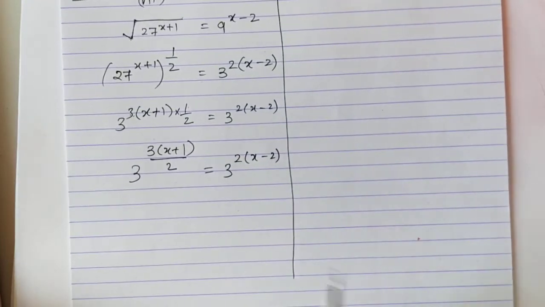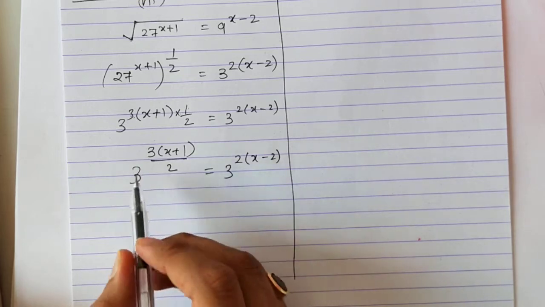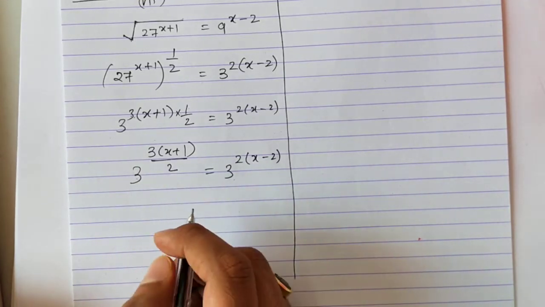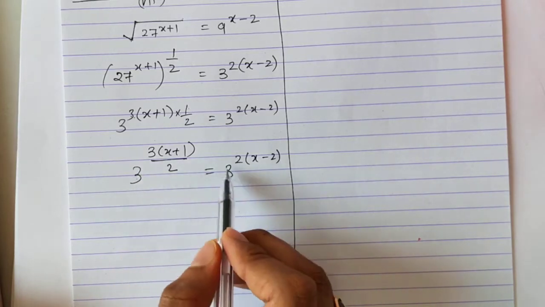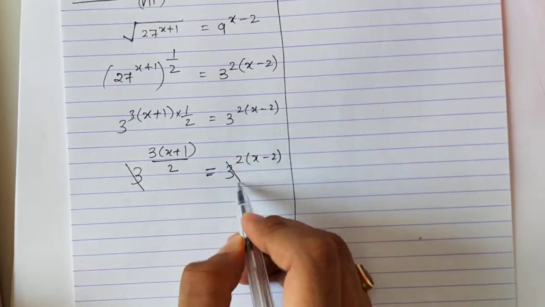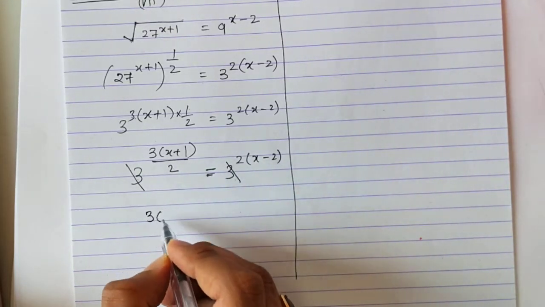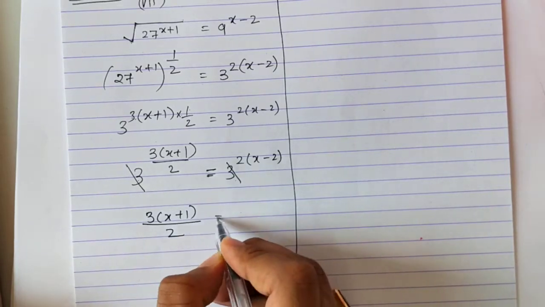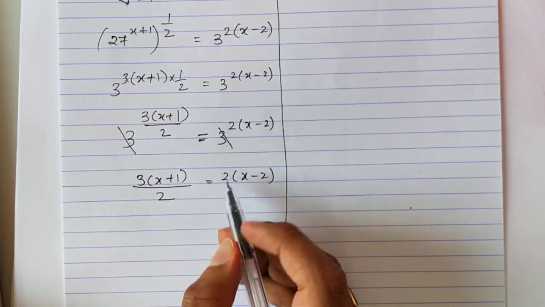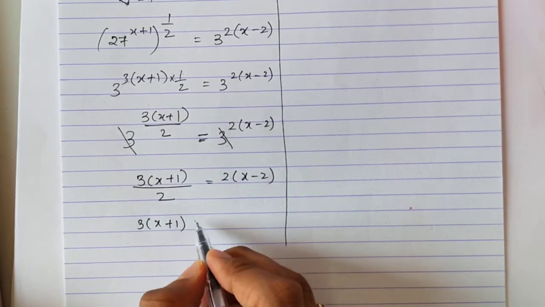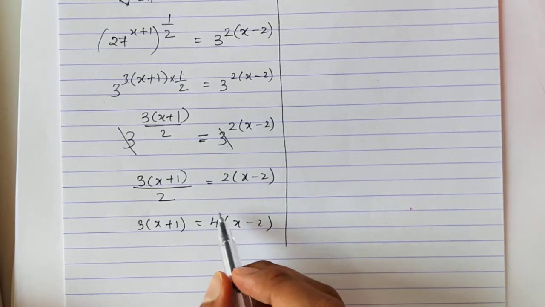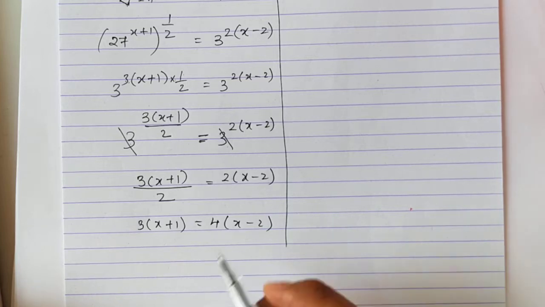Now here, once I simplify it, I have 3 and 3 on both sides. In this question we have learned a new thing, that whenever you have the same base, there is an equal to sign, and you have the same base on either side, then we cancel it. And what is remaining? 3x plus 1 upon 2 is equals to 2 into x minus 2. This 2 will go here. 3x plus 1 is equals to 4 into x minus 2. From where did I get this 4? 2 into 2 is 4 here.